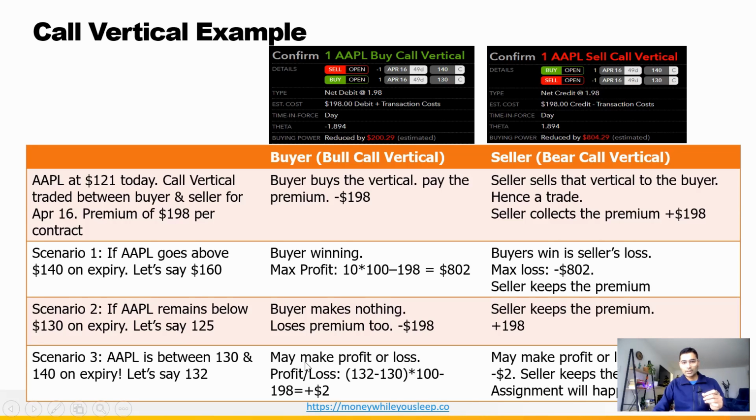So in this particular case, when the stock is at $132, the buyer can make a profit or a loss, which depends on the closing price relative to the strike. And in this particular case, it is 132. So 132 minus 130, just like if you have bought a call, multiplied by 100 and minus 198, which is the premium being paid. Hence, the buyer is just making a $2 profit in this case.